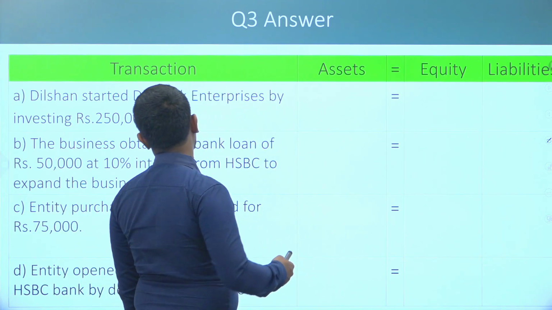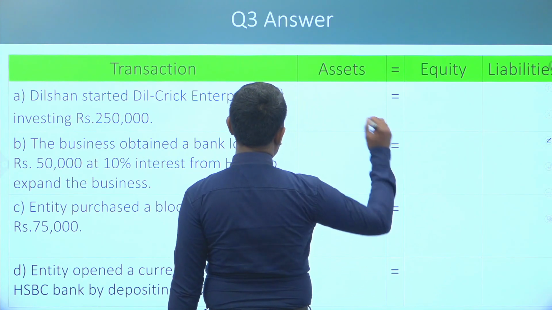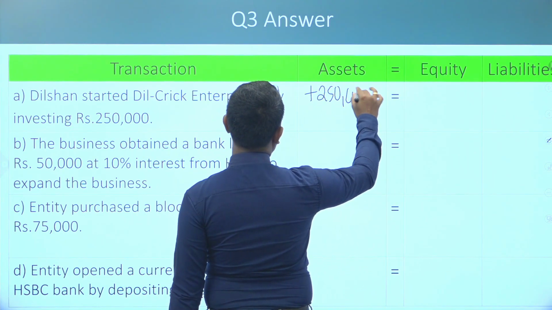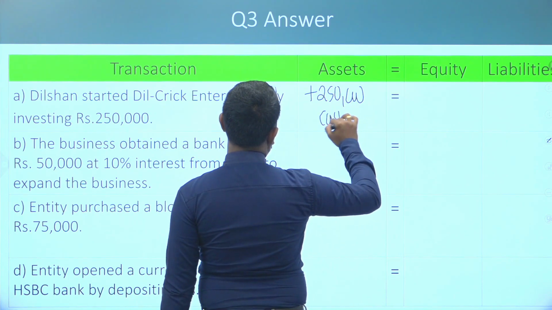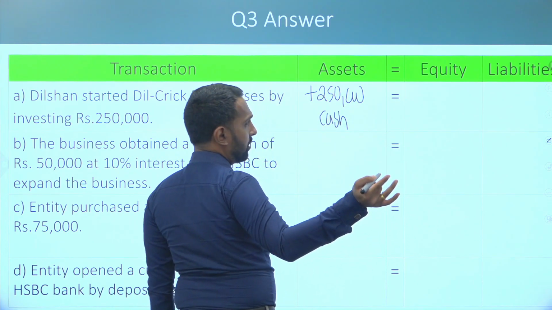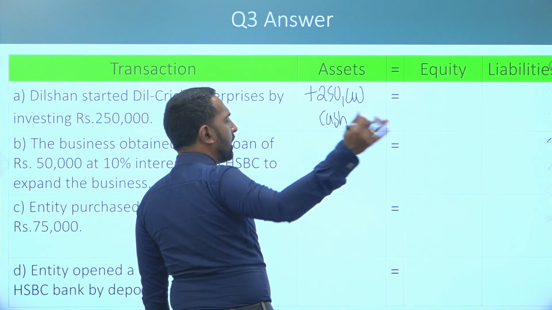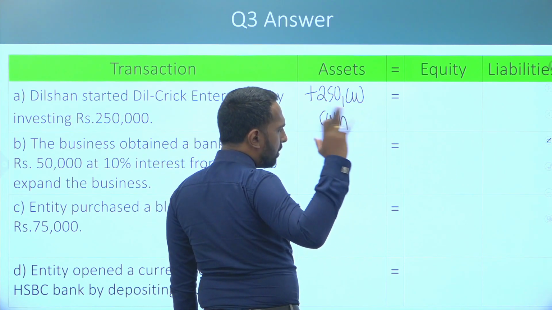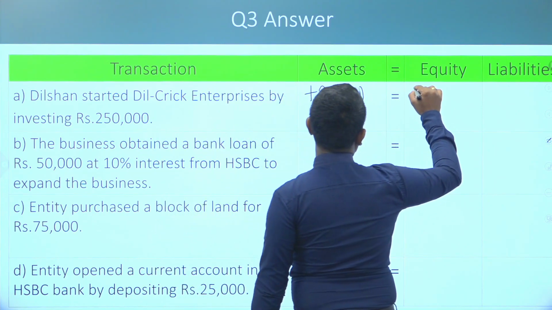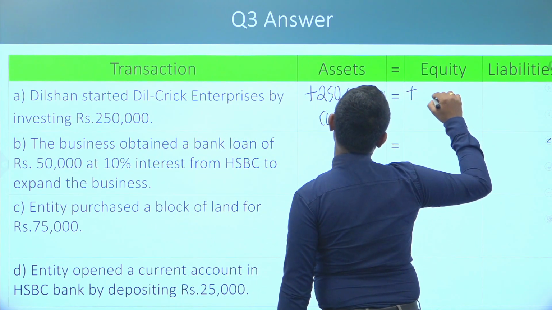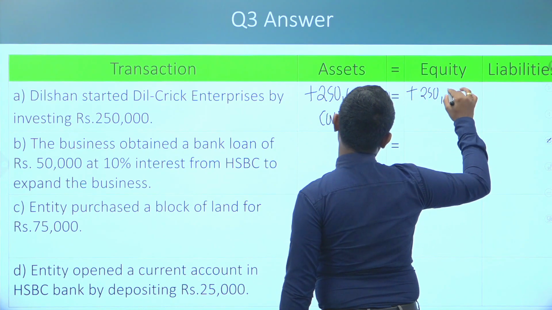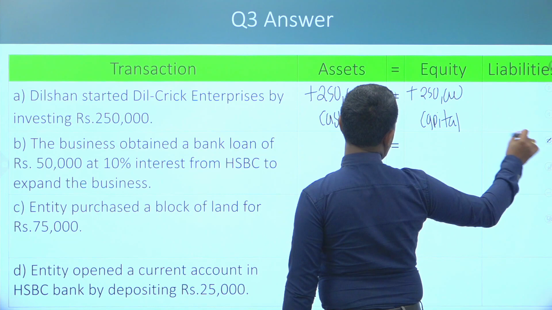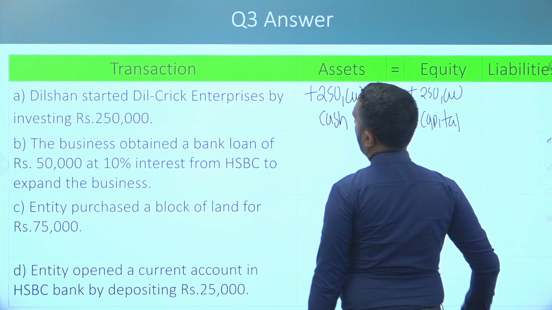So from Dilkrik's point of view, we get cash. 250,000 plus cash. Who gave us the money? Dilshan has given 250,000, which is his capital, no? We have to repay that someday, no? So we consider it to be an internal commitment, 250,000 capital.